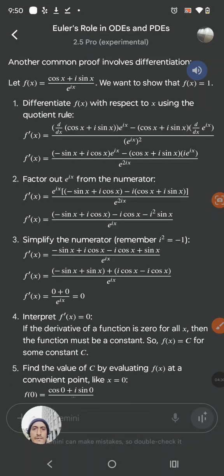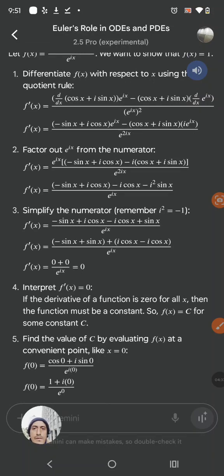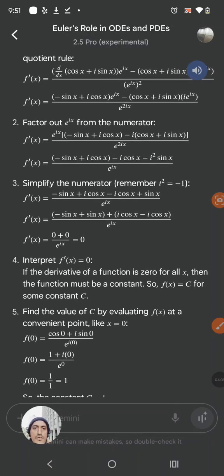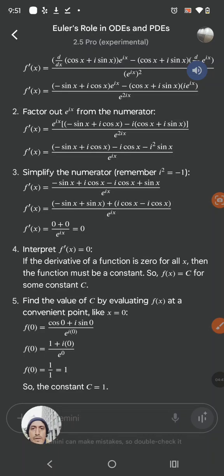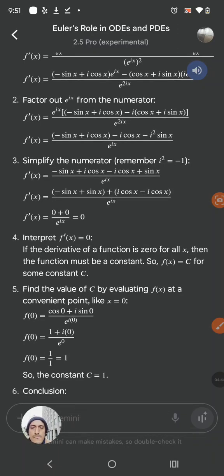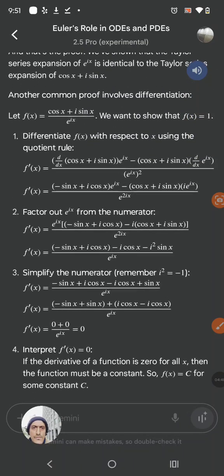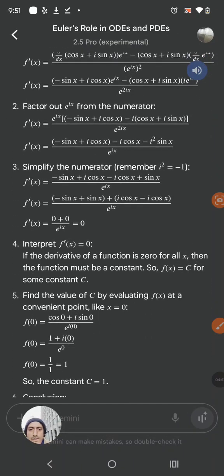Factor out e to the power ix from the numerator of f prime of x. Then simplify the numerator, because i squared equals minus 1, which eventually gives f prime of x equals 0. That means f of x must be a constant. If the derivative of a function is 0 for all x, then the function must be a constant. So f of x equals c for some constant c.